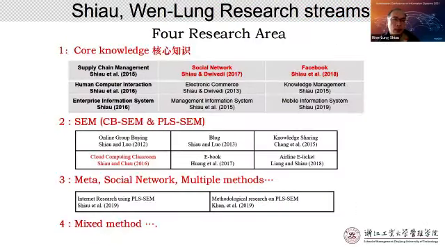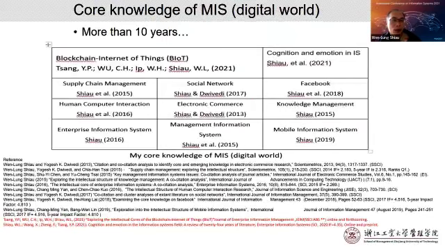My research trend covers 4 areas. The first one is core knowledge. The second is the SEM. The third one is multiple methods. The fourth is mixed methods. Most researchers know me for SEM, but I did much core knowledge work in our IS research. You will see it. I will save time, so I will not get into it too much.